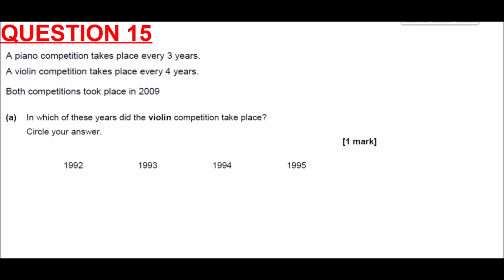Question 15, we've got musical competitions, a piano competition and a violin competition. We're told that both competitions took place in 2009. And which year did the violin competition take place? The violin competition takes place every 4 years. So if we just think of the violin competition for now, it took place in 2009. And because it takes place every 4 years, the previous time it took place will have been 2005, just by counting 4 years back.